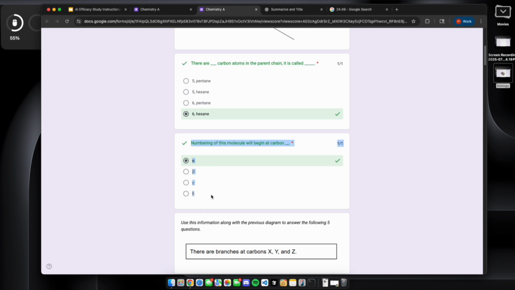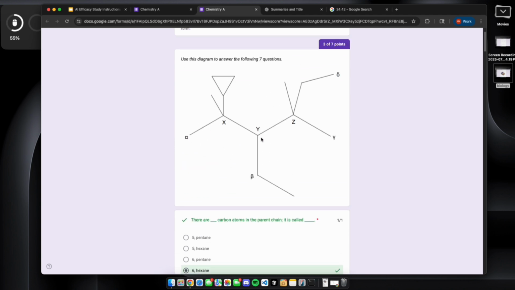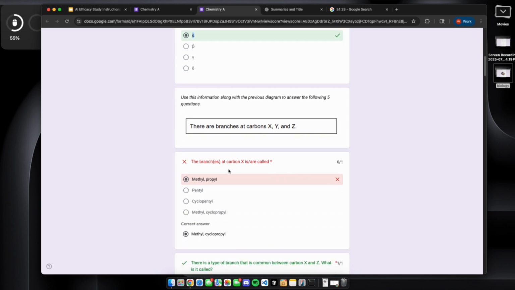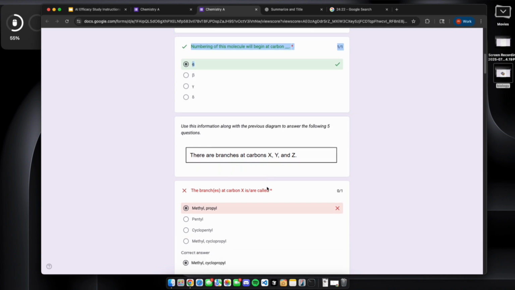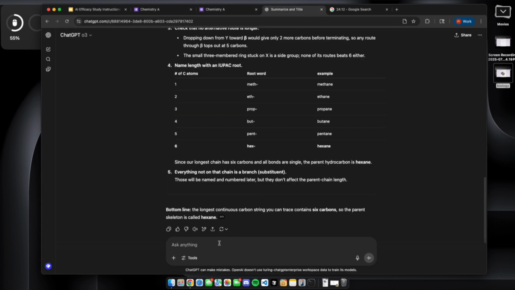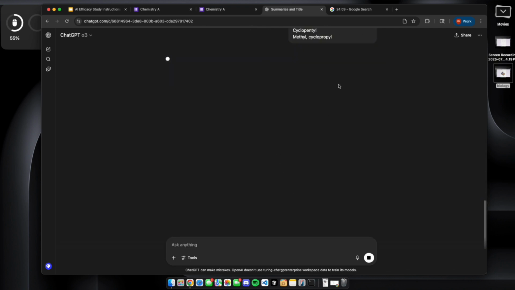Numbering of this molecule will begin at carbon... Well, this was explained earlier, since we start at A and trace all the way to the other side. Use this information along with the previous diagram to answer the following 5 questions. Branch of carbon X. Let's see why this was wrong.